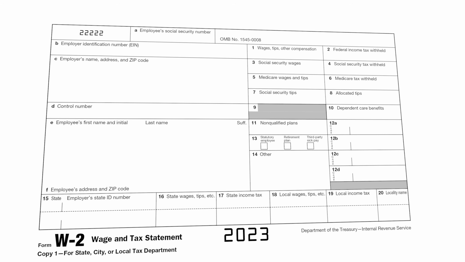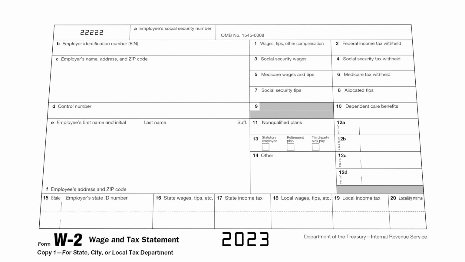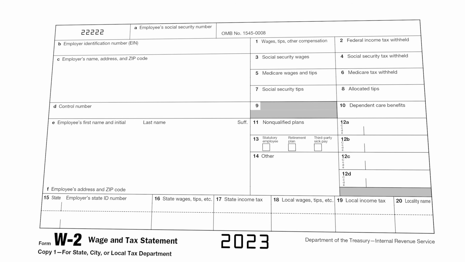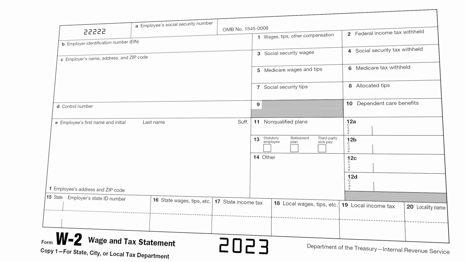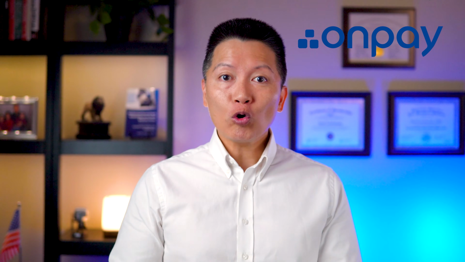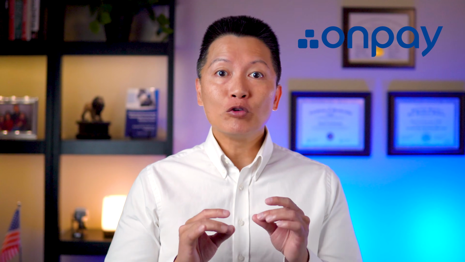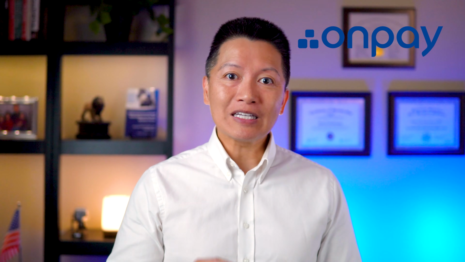The W-2 details an employee's total earnings for the year, along with the amount of federal, state, and local taxes that have been withheld. You'll also need to report amounts withheld for Social Security and Medicare. Even if the total wages are small, if you've withheld any taxes from an employee's paycheck, you must issue them a W-2. For employers, this isn't just a paperwork obligation.